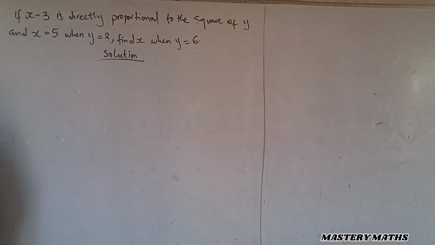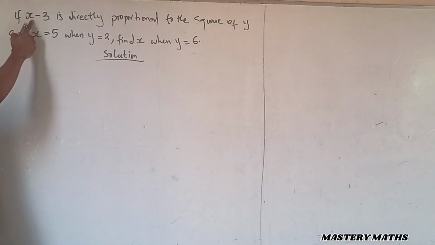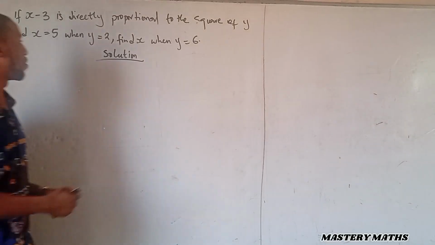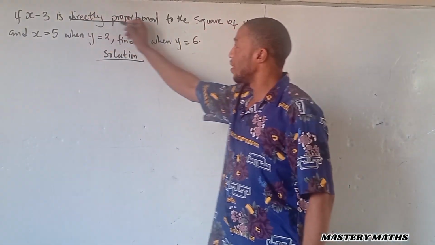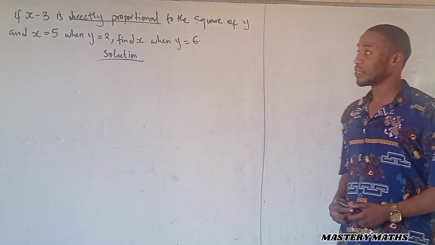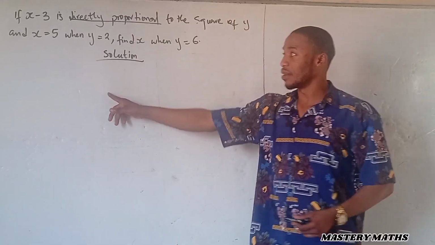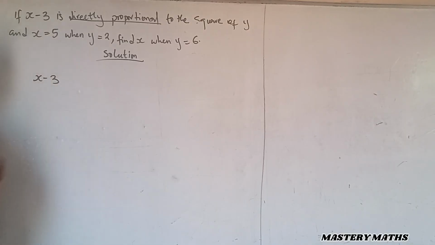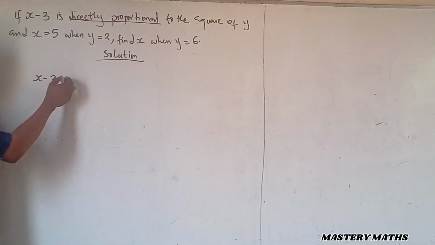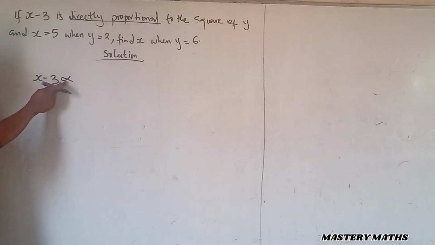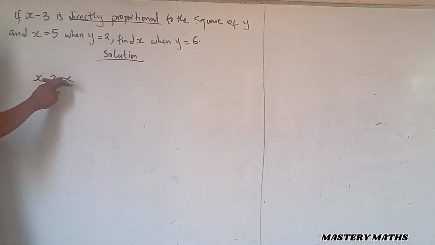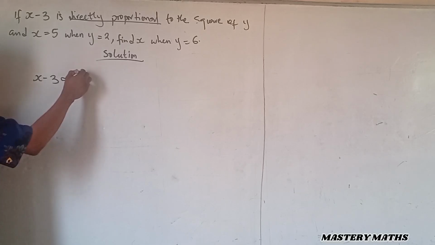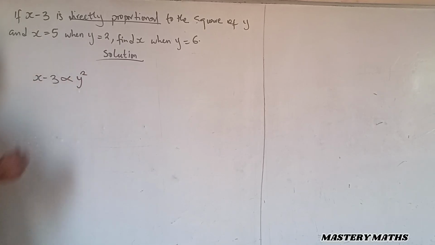This is a direct variation. They said if x minus 3 is directly proportional. Now we're going to write the proportionality sign, the sign for direct proportion. Then you write x minus 3, directly proportional to the square of y.